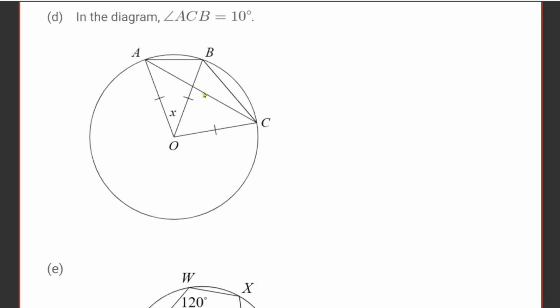Okay, then question D. In the diagram below, angle ACB is given, which is 10 degrees here. Because we have OA equals OB equals OC, we deduce that O is the center of the circle, right?